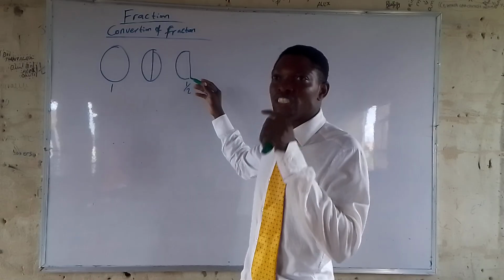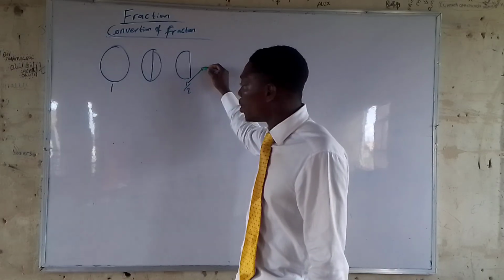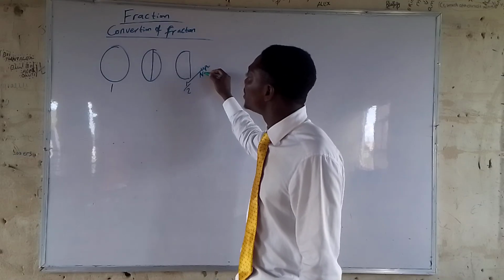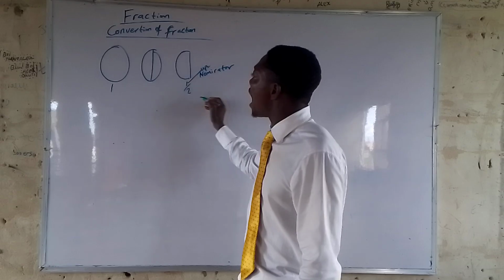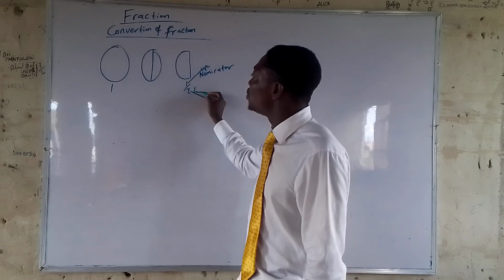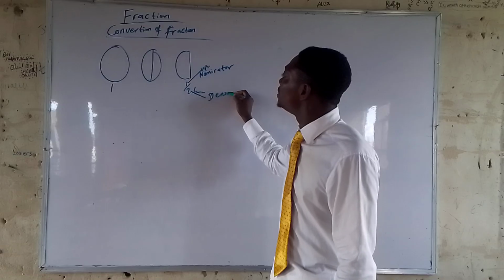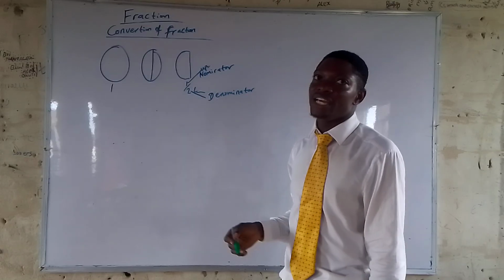And this fraction contains 2 parts. The upper part, the what? Upper part. And this upper part is what we call numerator. And the lower part is what we call denominator. We call it what? Denominator.